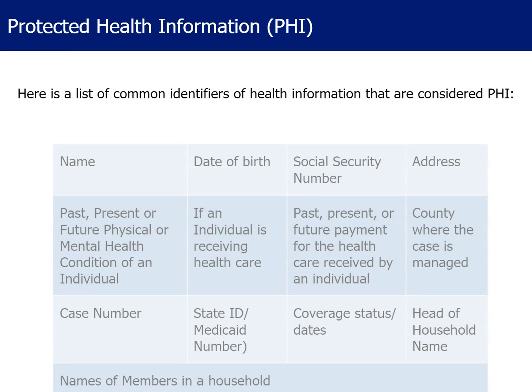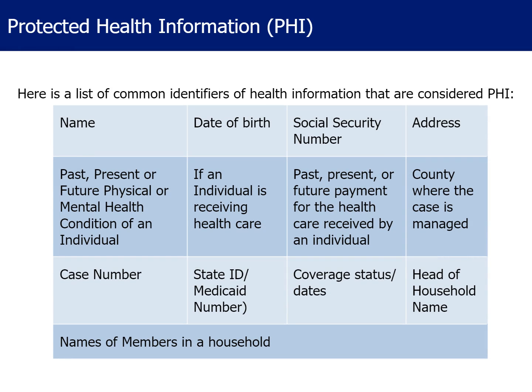What constitutes protected health information? PHI is any individually identifiable health information. It is any information that would allow you to recognize who the patient is and what medical services they have accessed. General benefit information is not considered PHI and can be given to the caller without any verification. Here is a list of common identifiers of health information that are considered PHI.